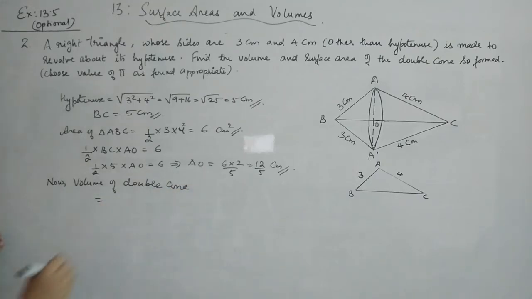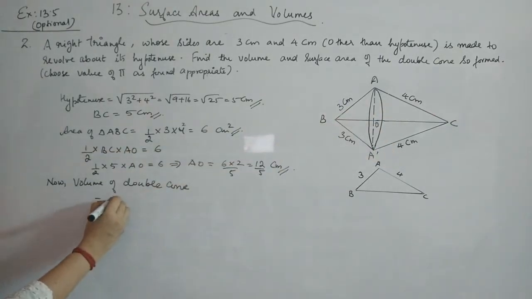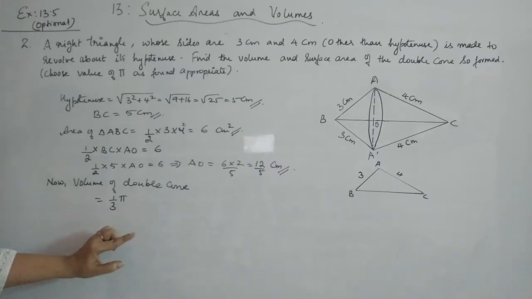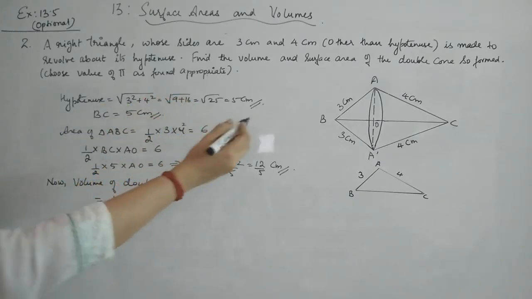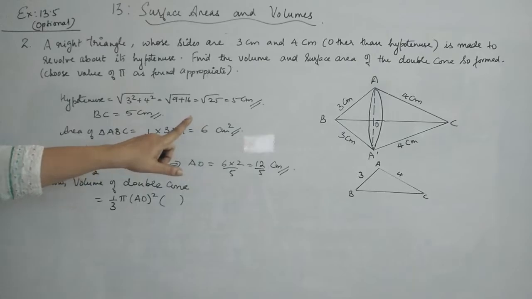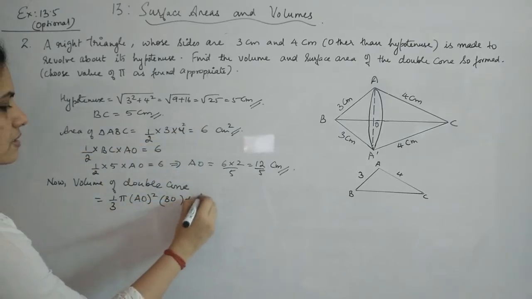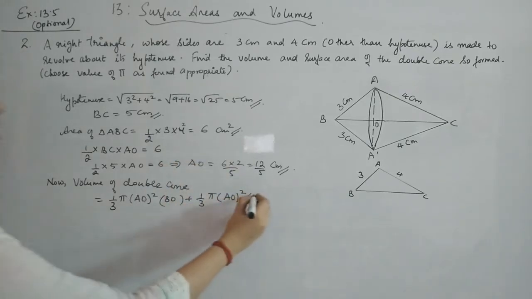So the volume of the double cone will be equal to the volume of this cone plus the volume of this one. So it is 1 by 3 pi r square h plus 1 by 3 pi r square h. Now I am replacing the h, that is the height. The radius is the same, AO, for both. So 1 by 3 pi AO square into, for the first one, BO as the height, plus 1 by 3 pi AO square into, for the second one, OC.